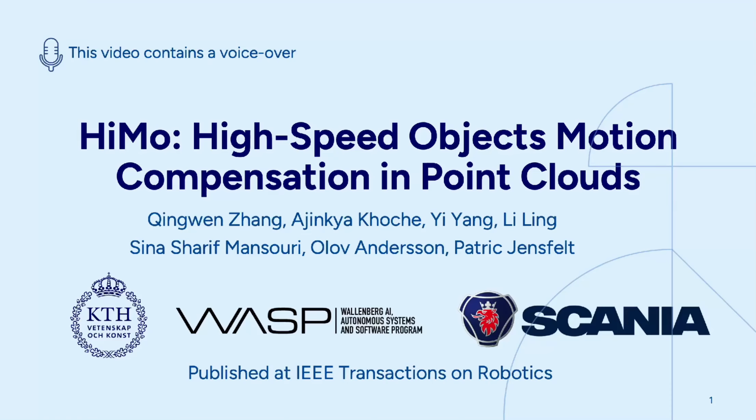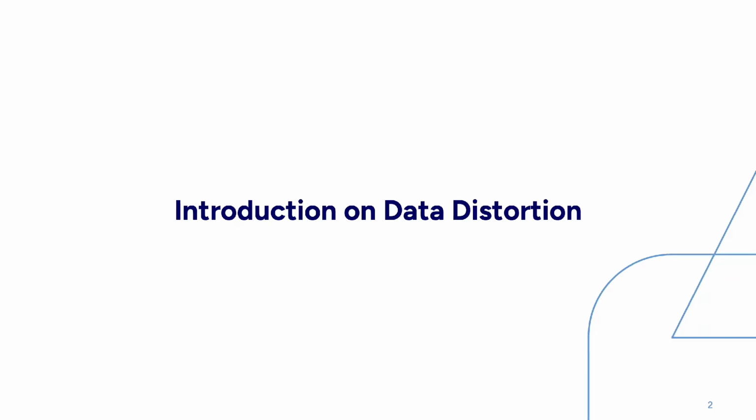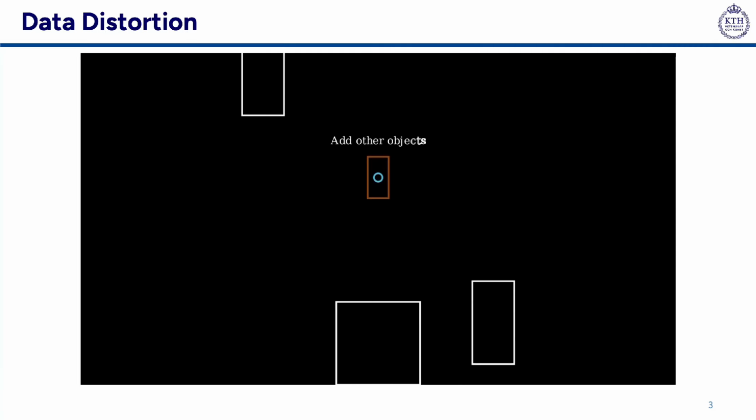This video provides a quick review of our published paper, HiMo: High-Speed Object Motion Compensation in Point Clouds. First, let's explore how data distortion occurs in point clouds. Here is a simple animation to illustrate a common type of distortion we meet, ego motion distortion.